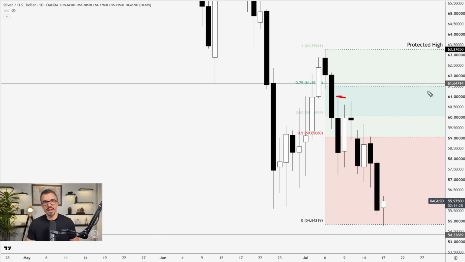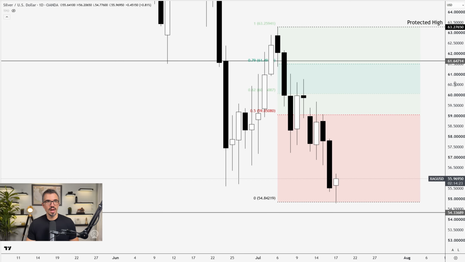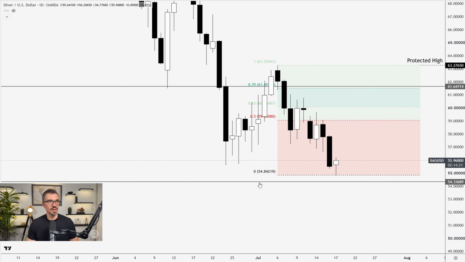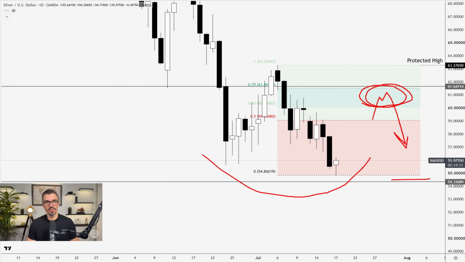So for me, guys, what I think would be really interesting is that if we were to get US dollar weakness, then possibly we get some relief here from silver, okay, up here into this region around 61. And then from there, looking for a change of character to get short back here toward the lows, okay?